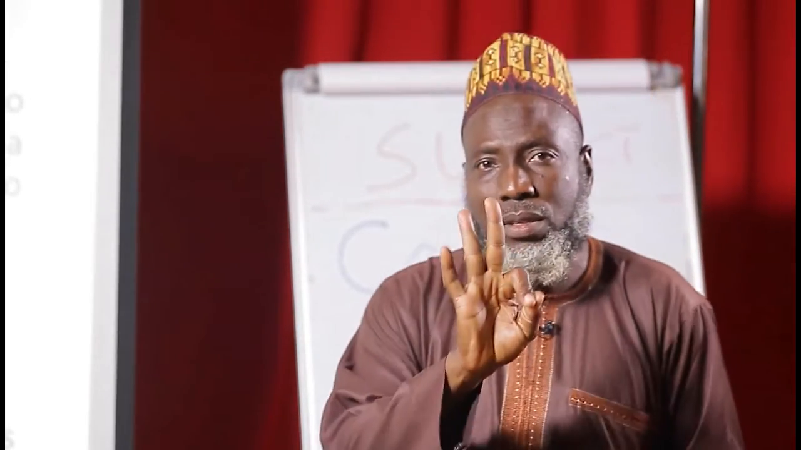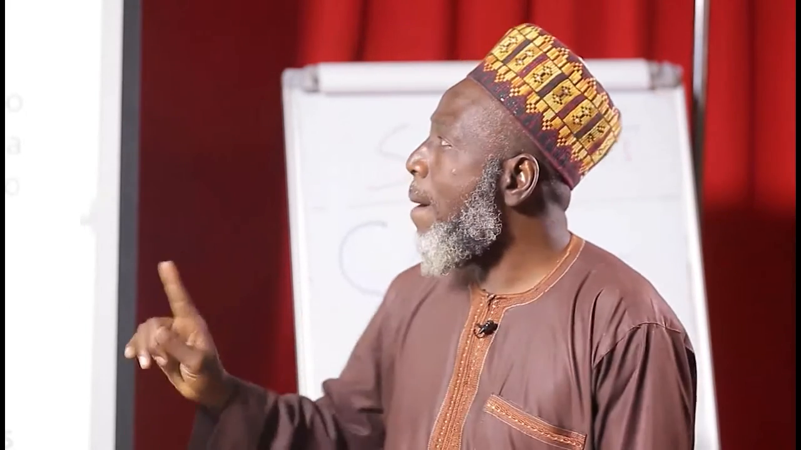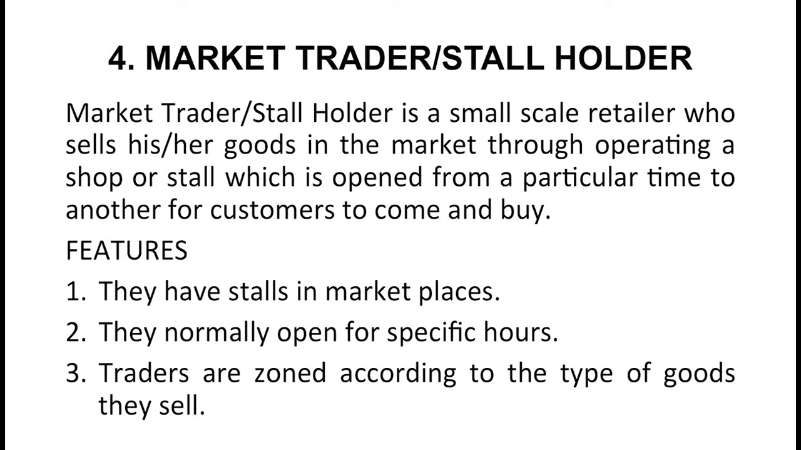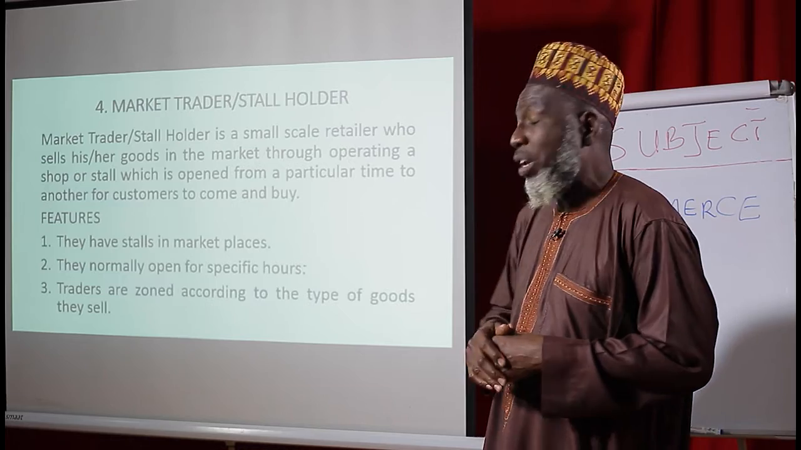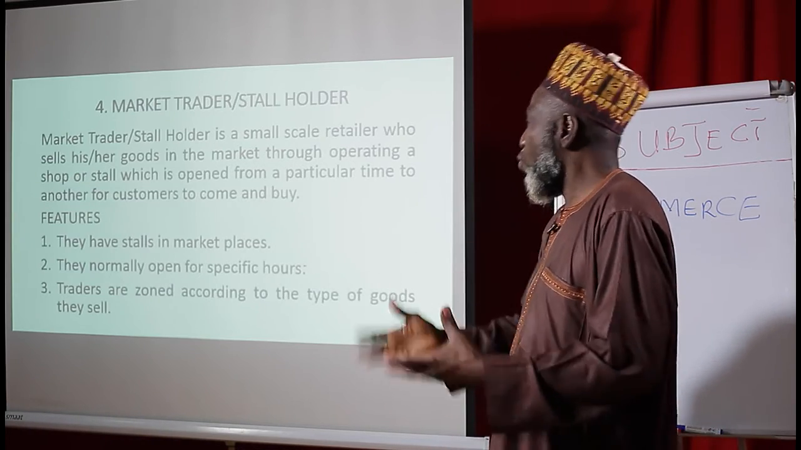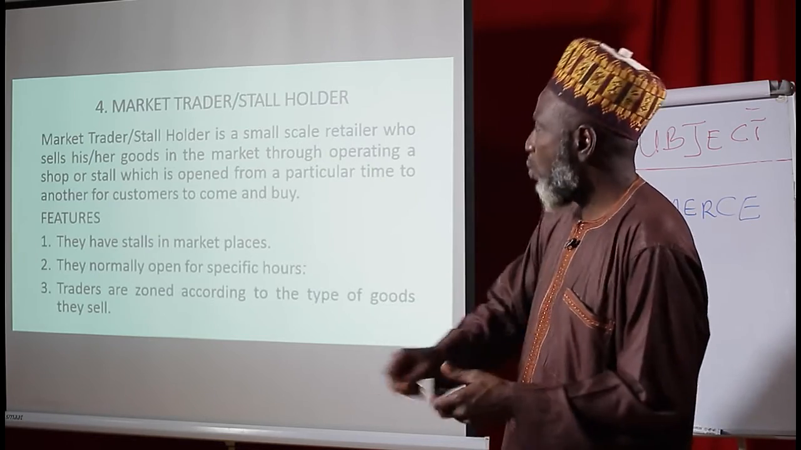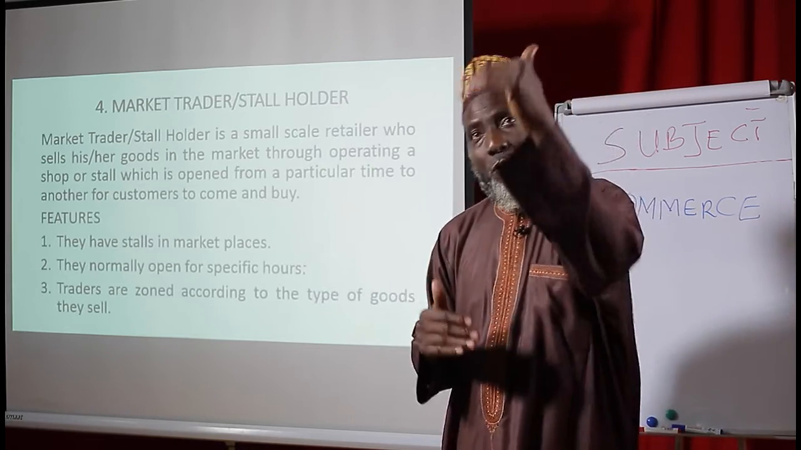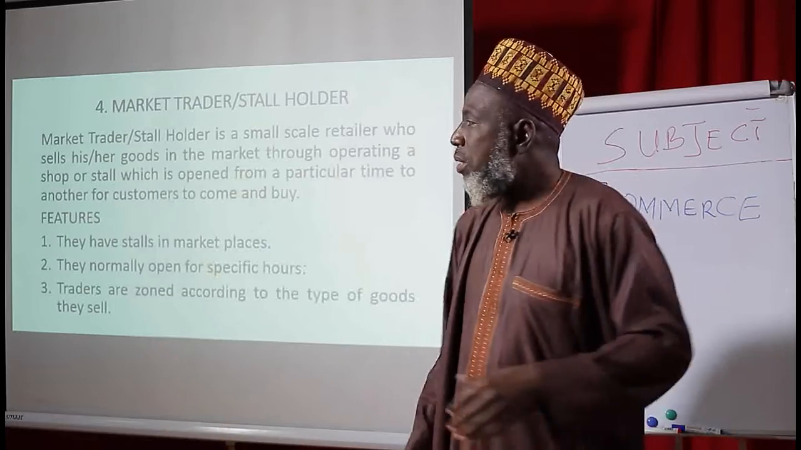Just talking about the third one, we now move to the fourth one, which is a market trader or store holder. It's talking about market, as you can see here from the name. It's talking about a market where a person owns a shop there. And he sells goods through operating the shop or the store that is open from a particular hour to another. You go to market, you see people having shops there. They are called retailers, and they are operating what is known as small-scale retailing.